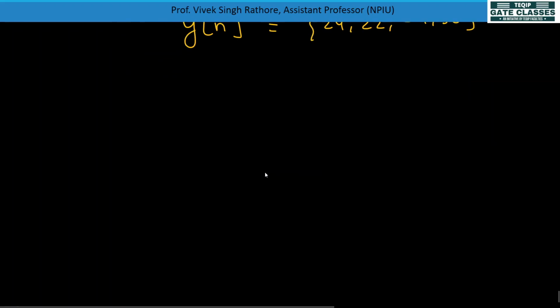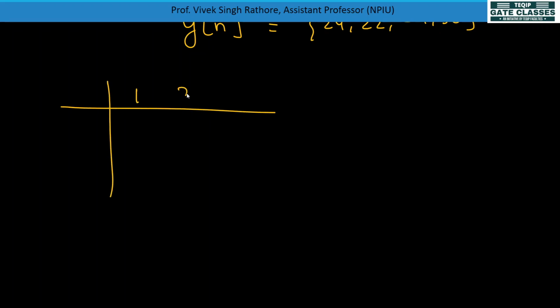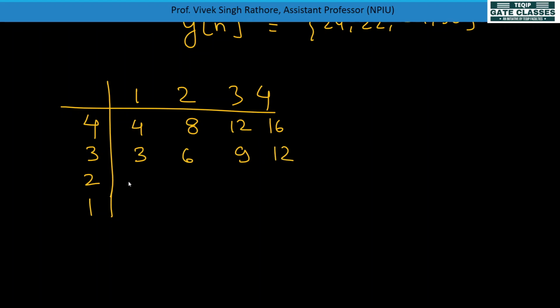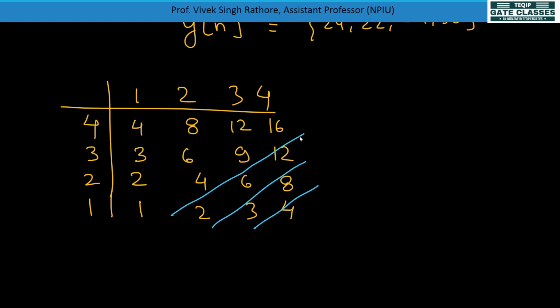And if you solve by the tabular method, you'll see 1 2 3 4 was there, and 4 3 2 1 values are there. You'll see 4 2 is 8, 4 3 is 12, 4 4 is 16, and 3 3 is 9, 3 4 is 12, 2 2 is 4, 2 3 is 6, 2 4 is 8, and 1 2 3 4. So see the values which you will get.